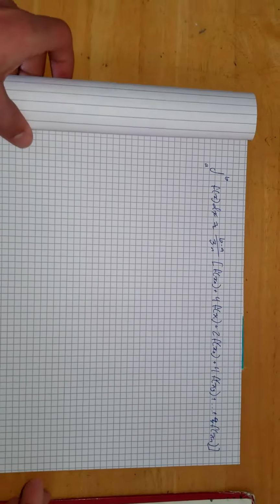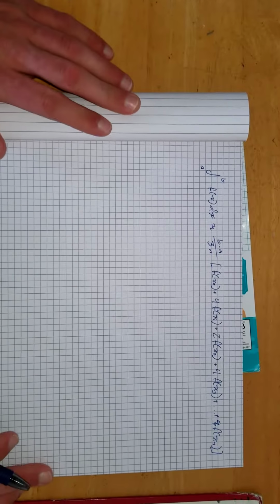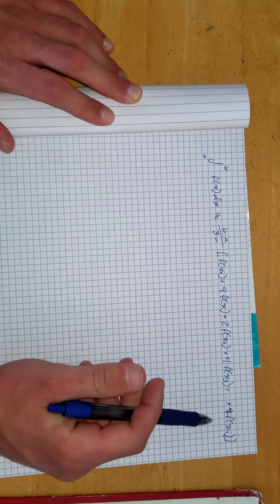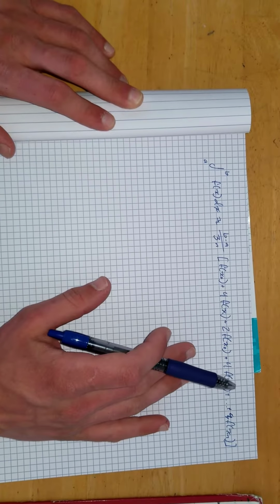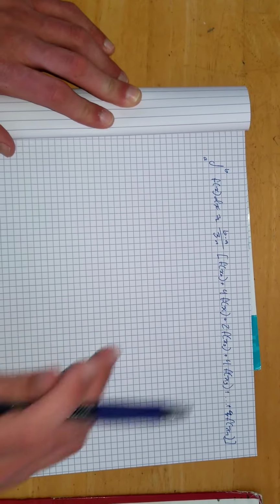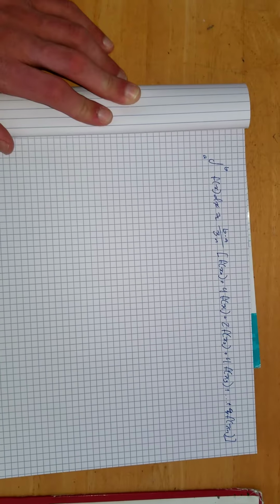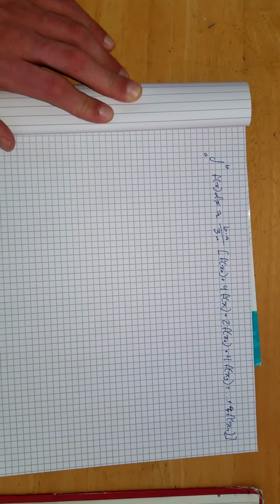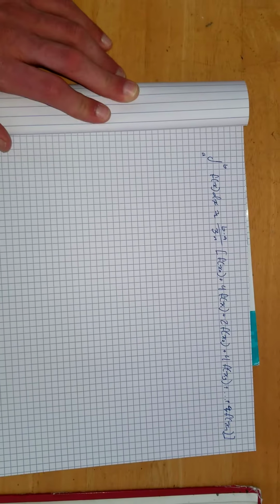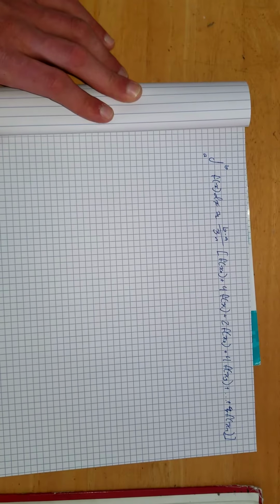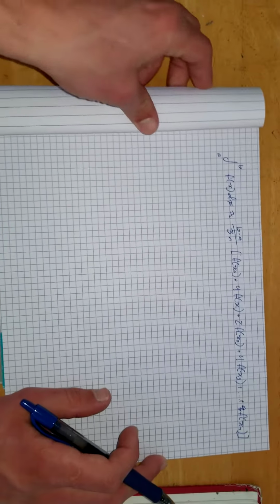All right, so this is Simpson's rule. It looks a lot similar to the trapezoidal rule, but what Simpson did is that he used integration of a second degree polynomial to help him modify the trapezoidal rule, which actually gives us a better estimation of the integration.